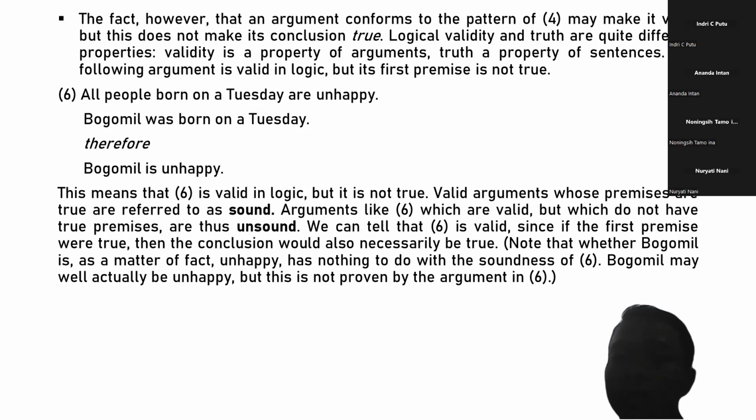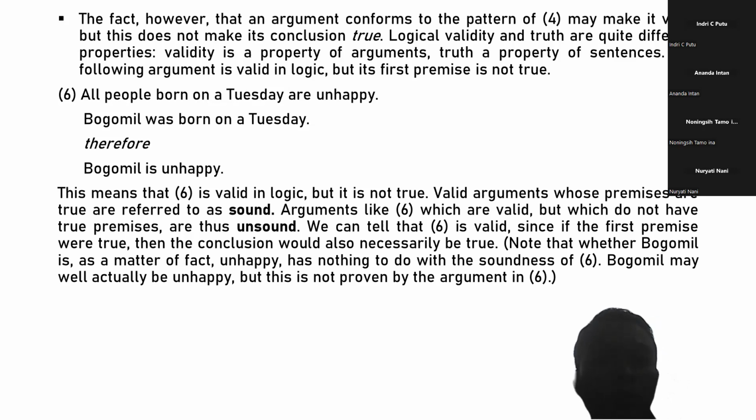Meanwhile, truth is a property of sentences. Okay, when you want to check the validity, it is a property of arguments. When you want to check the truth, it is a property of sentences. Okay, they could not be interchangeable. The following argument is valid in logic, but its first premise is not true.